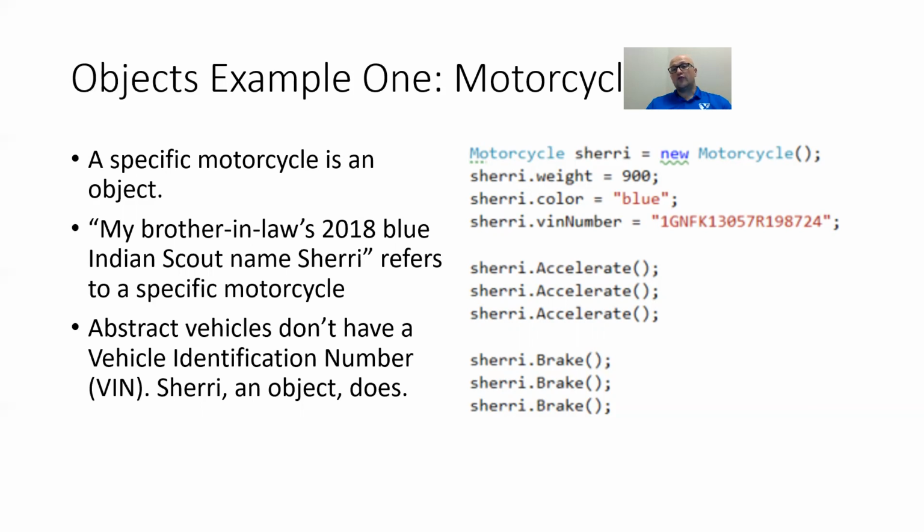You can see here that we're filling in the details of Sherry the motorcycle. The weight is 900 pounds, the color is blue, and it's got a VIN number. And immediately we make it accelerate, and then we make it brake 3 times each, okay? So Sherry the motorcycle is a concrete thing. It could be sitting out in the parking lot. It's an object. But a class is an idea. It's the template for all of the motorcycles that have ever existed, okay? It's not a concrete thing. We create concrete things from the abstract idea.